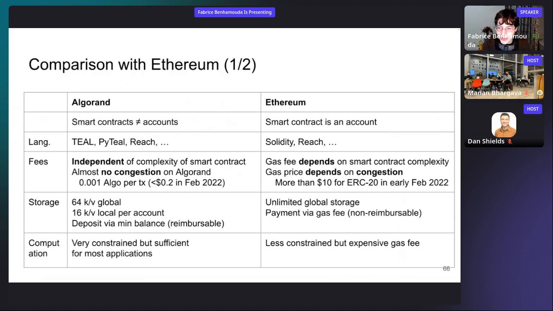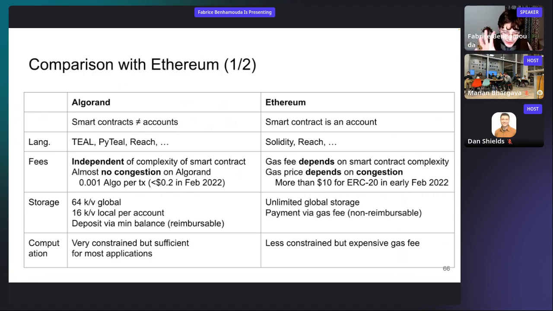On Ethereum, fees are much higher and they depend on the smart contract complexity. So you pay somewhat of a trade-off, because the computation power and the amount of storage that you have is much more restricted on Algorand than on Ethereum. That being said, I would say almost all applications can be ported to Algorand.